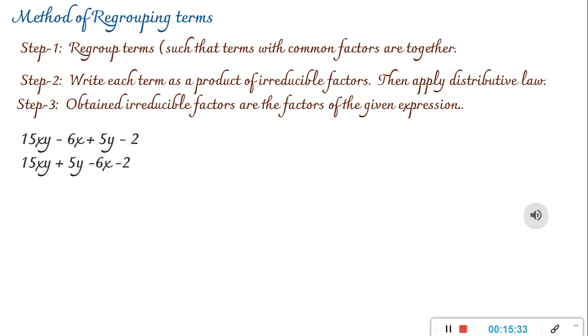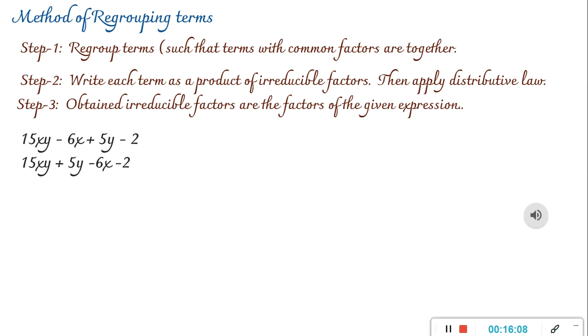So 6x and 2 have more in common. Let's put these two terms together. This is the most important step in this method. So this can be written as 15xy plus 5y minus 6x minus 2. So this is how we can write this. Okay. Now this is the first part of the expression. We will solve it exactly the same way as we did in type 1, that is the method of factorization by common factors.